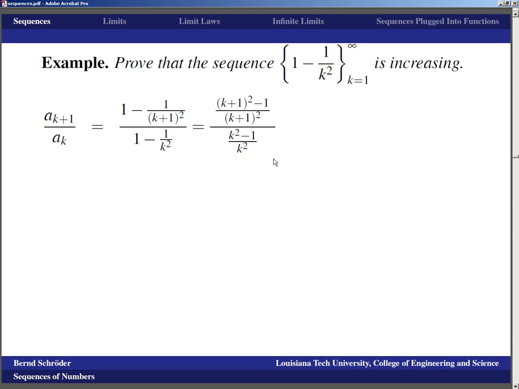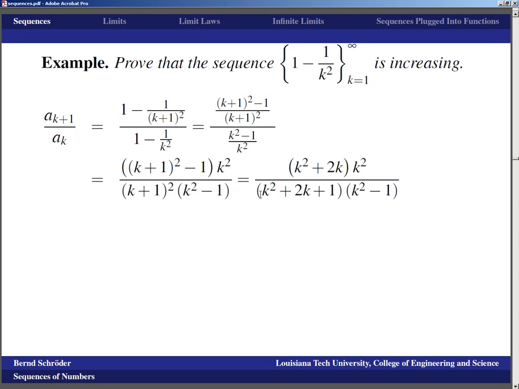We multiply with the reciprocal of the denominator, so we end up with (k plus 1) squared minus 1 times the k squared from here, divided by (k plus 1) quantity squared, which is this one, times k squared minus 1. And if we multiply that out, we get k squared plus 2k plus 1 minus 1, which is k squared plus 2k, times k squared plus 2k plus 1 from here, and k squared minus 1 here.